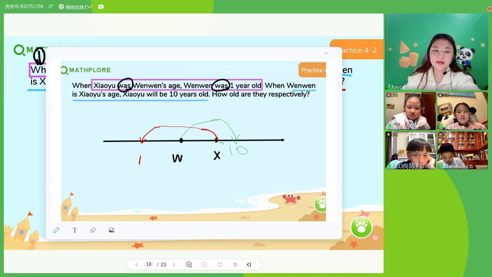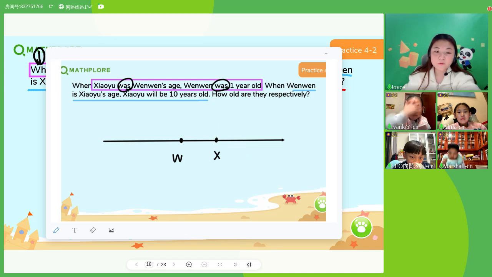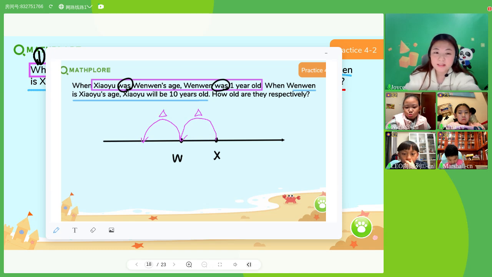See, Leo, we have to draw every change out. Clear? You cannot just try to draw a very big art here. Draw it one by one step. When Xiao Yu was Wenwen's age, draw the axis here first, and Wenwen was only 1. You need to draw it like that because these two parts are equal. Clear? If you draw an arc here, you cannot figure it out. So draw it slowly, and next time, you know this is 1 year old.